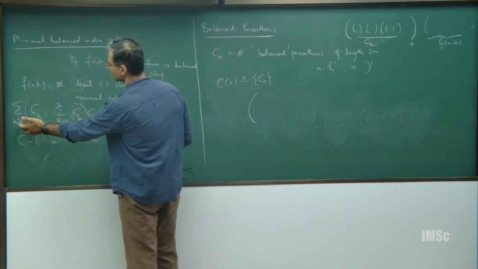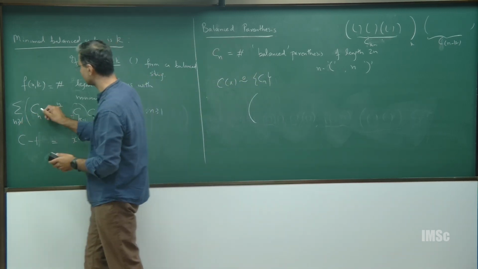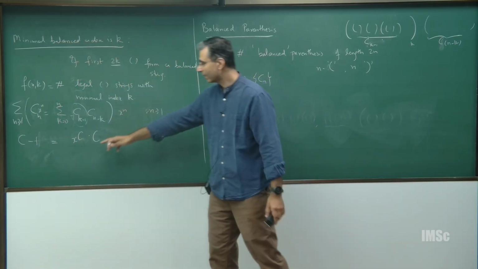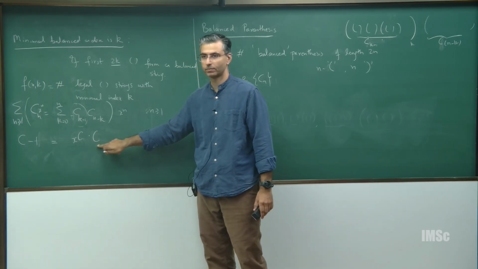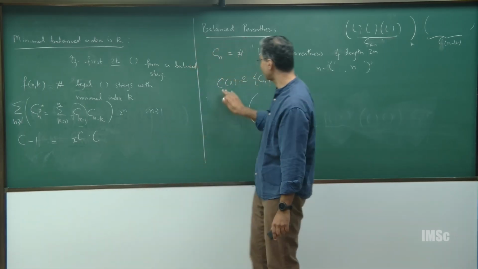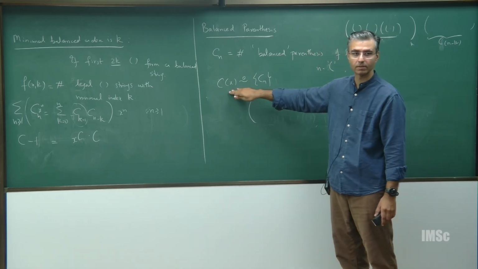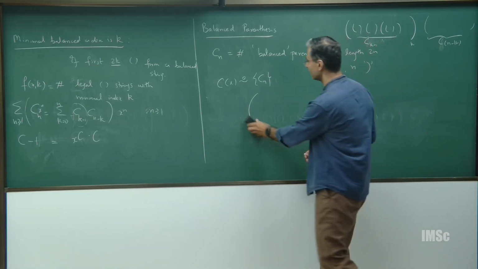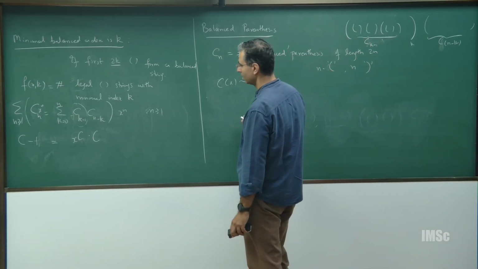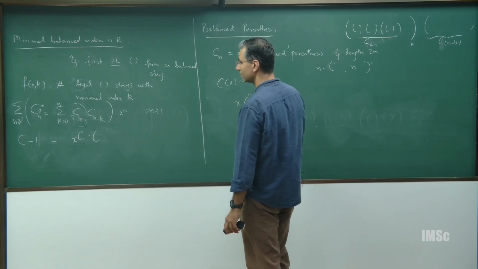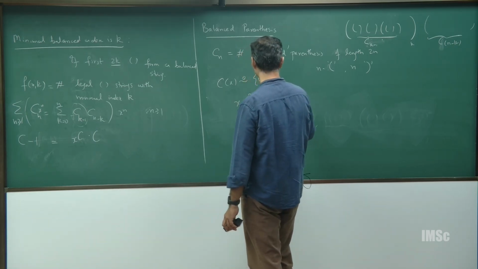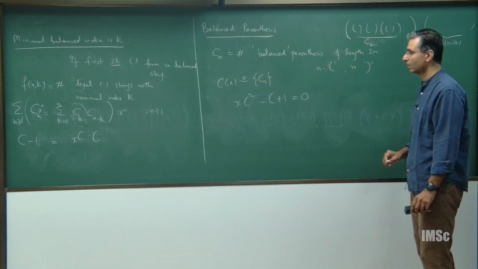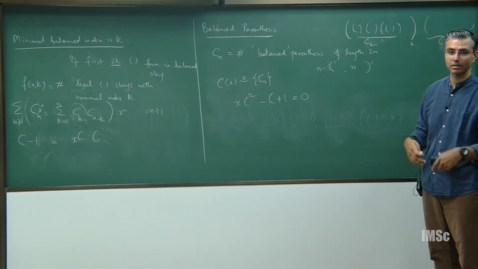So the summation for n greater than or equal to 1 of C_n x^n is C minus 1. And the right hand side is xC times C, where I am using C for the series itself. Now this is interesting. Now what do we have? We have xC² minus C plus 1 equals 0. So we have a quadratic equation with C as the unknown.